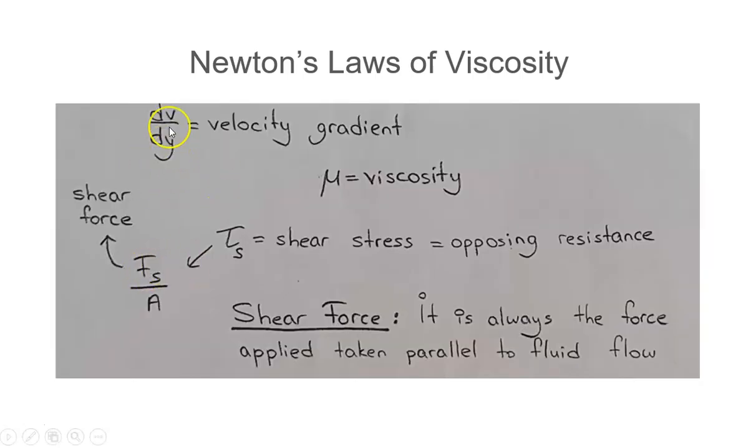So like we said earlier, dV/dy is referred to as the velocity gradient. Mu is referred to as the viscosity, and our shear force divided by area is what is referred to as tau. This is shear force, that's why we have S here, divided by the cross-sectional area, and then we have the shear stress, which is referred to as tau. Shear stress can also be referred to as the opposing resistance. So shear force is always the force applied parallel to the fluid flow.